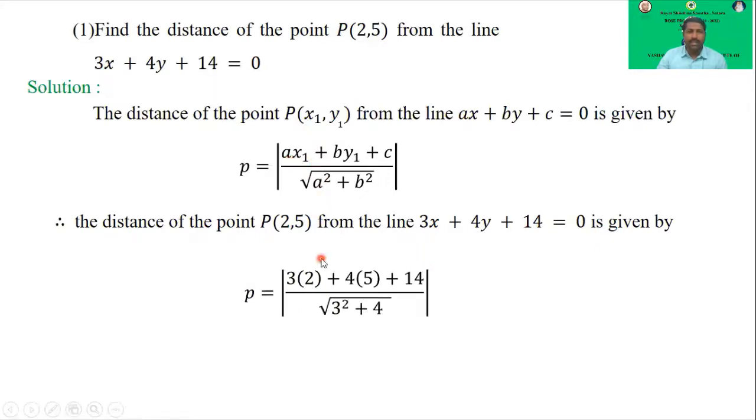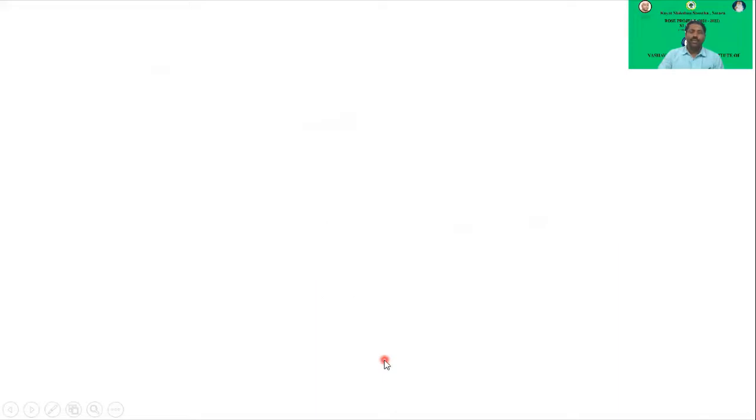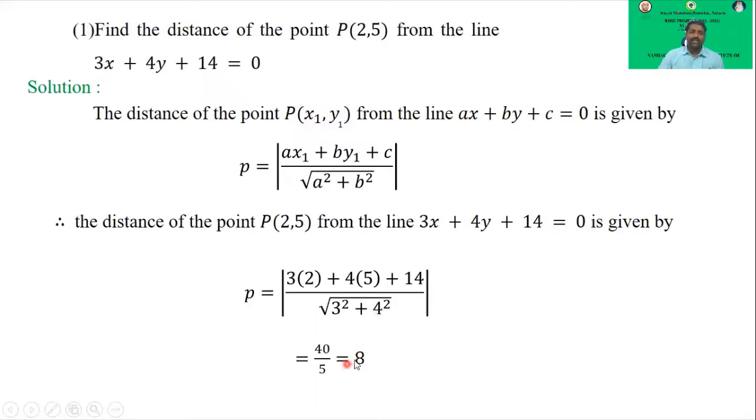The distance of the point P(2, 5) from the line 3x plus 4y plus 14 is given by d. Here A is 3, B is 4, C is 14. x1 and y1 are replaced by 2, 5, and the square root of A square plus B square, that is 3 square plus 4 square. So this is 3 into 2, 6 plus 14, 20, and 4 into 5, 20, plus 20, 40, divided by root 25, 9 plus 16, 25, root 25, 5. So 40 upon 5, it is 8. So this point is 8 units away from this line.